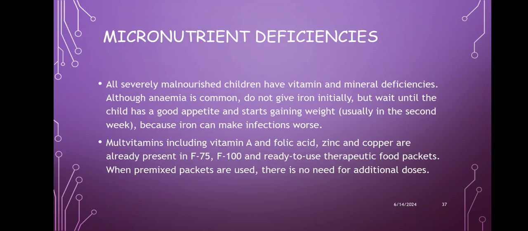Micronutrient deficiencies. All severely malnourished children have vitamin and mineral deficiencies. Although anemia is common, you do not give iron initially, but you wait until the child has a good appetite and starts gaining weight, which is usually in the second week. That is because iron can make infections worse. Multivitamins including vitamin A and folic acid, zinc and copper are already present in F75, F100 and RUTF packets. When premixed packets are used, there is no need for additional doses of the above.